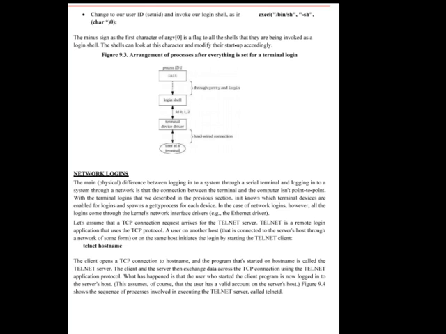Now let us see network logins. The main physical difference between logging into a system through a serial terminal and logging into a system through a network is that the connection between the terminal and the computer is not point to point. With the terminal logins that we described in the previous section, init knows which terminal devices are enabled for logins and spawns a getty process for each device. In the case of network logins, however, all the logins come through the kernel's network interface drivers.